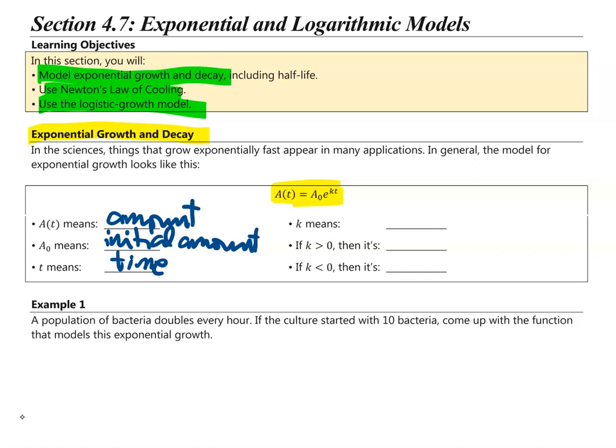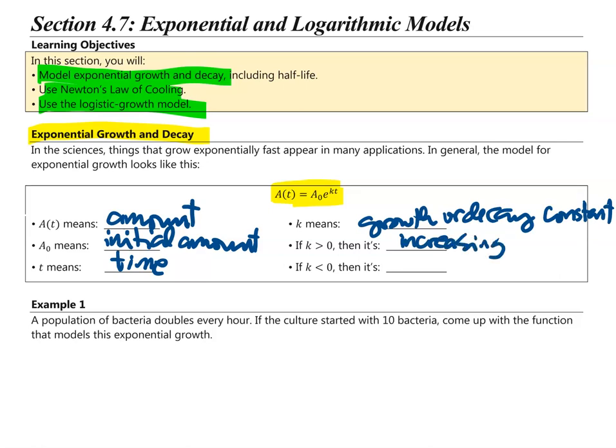k is the growth or decay constant. If k is greater than 0, then you can say that it is increasing, and k less than 0, then it is decreasing. So k is a real number.